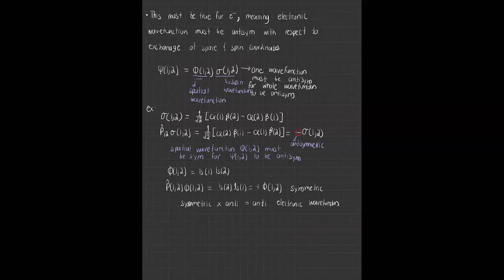And the next is the spatial wave function, and the spatial wave function can be described like this as a multiplication of 1s1 and 1s2. If you apply the 1-2 operator here, this would be the same. So this would have a plus sign, and this would be symmetric. And symmetric times anti-symmetric would be anti-symmetric. If they were both anti-symmetric, they would be symmetric, which wouldn't be something that we would want. So this would be an anti-symmetric electron wave function, which means it obeys the rules of fermions.